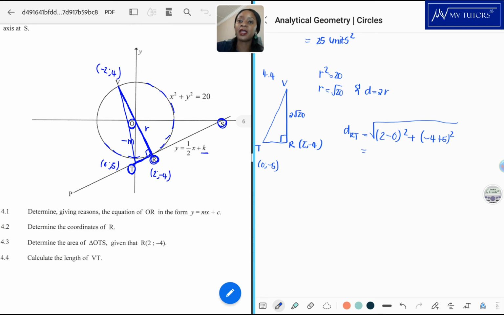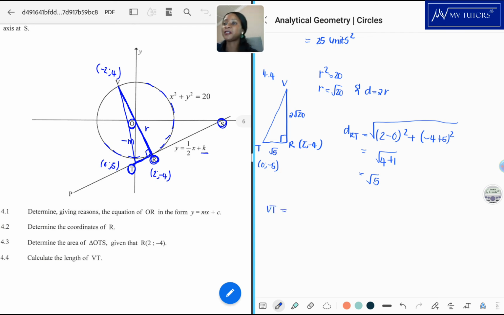All right, and then we have 2 squared, which is 4, and then minus 4 plus 5 is 1, so 1 squared is just 1, and then we have root 5 for RT. I'm just going to leave it in surd form. So we have RT, there's root 5. We can now get VT.